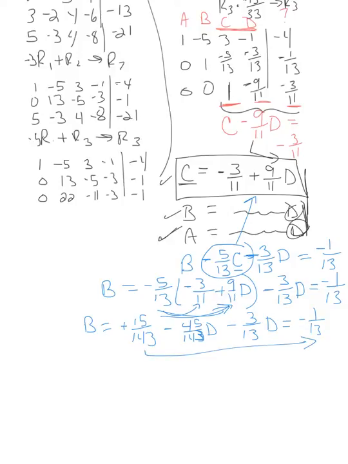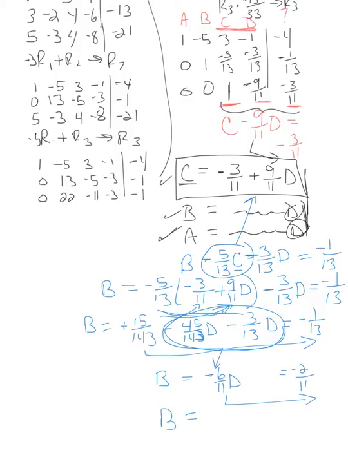Okay, I'm going to subtract that over to the other side. So I need negative 1/13, subtract 15/143. Gives me negative 2/11. Okay, now I would like to put these D's together right here. So those D's going together, so I need negative 45/143 minus 3/13 is negative 6/11 D. So of course I want that to be over there, and now I have B. So B is negative 2/11 plus 6/11 D.